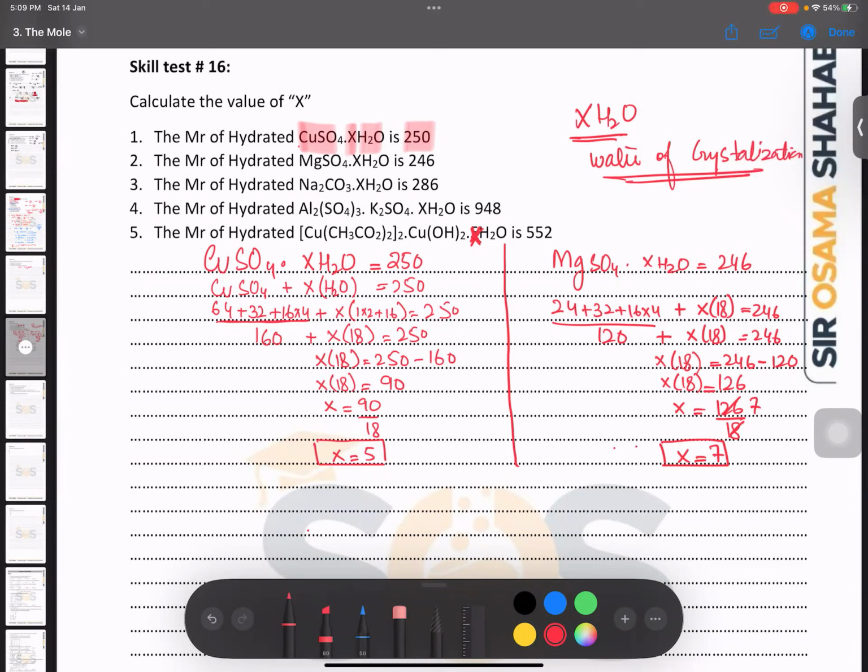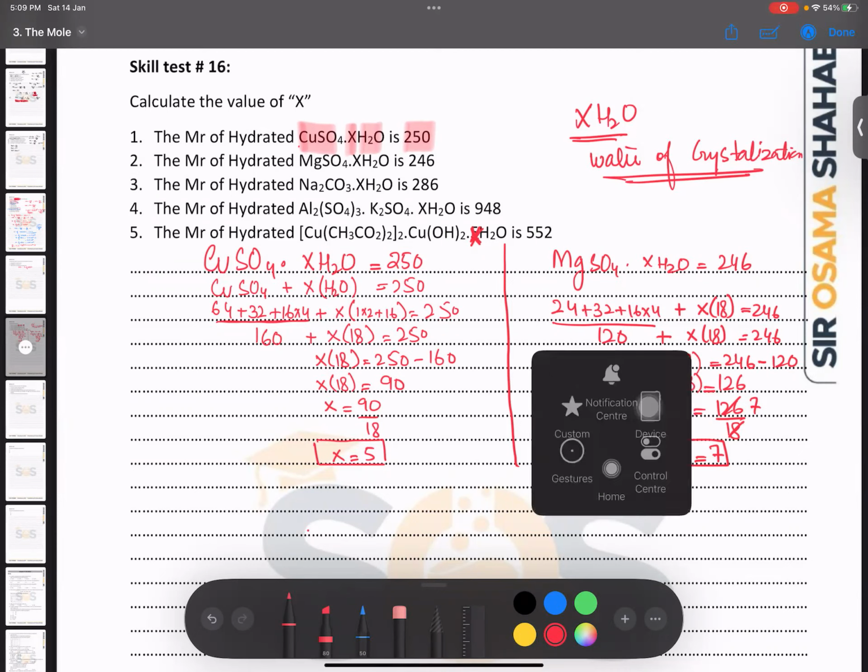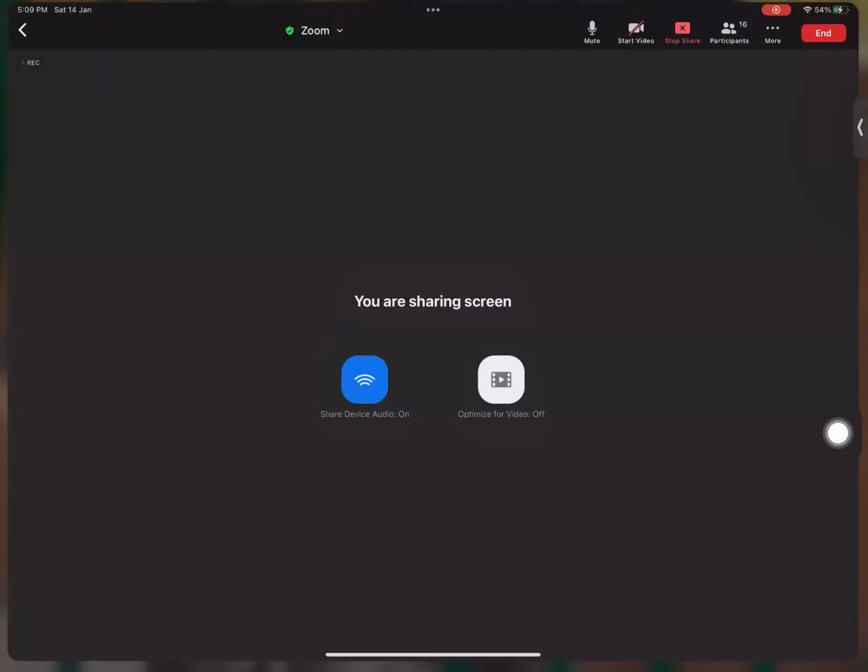I think you can understand this in 2 examples, and the rest of the 3 examples are for you. So just do it quickly and send me the answer so I can check that you are getting it. Just do it quickly, Bacho.